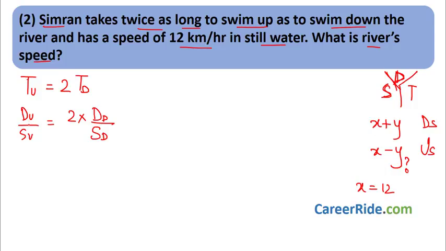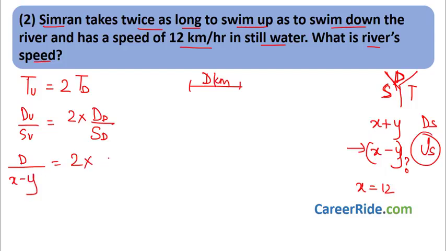Now, what is the distance upstream? Have they given? No. Let us assume that Simran travels, say, d kilometers. So let us assume the distance traveled upstream is d kilometers. What is the upstream speed? SU, upstream speed is x minus y, we know that. So we'll write x minus y, that is 2 into downstream distance. Now here they have not mentioned how much distance Simran travels downstream. So we should always consider in such cases that the upstream distance traveled is same as the downstream distance traveled. So here also distance traveled is d.